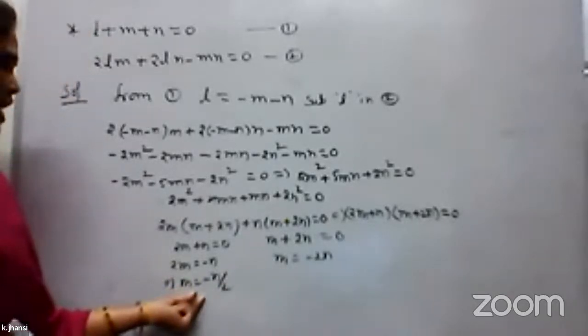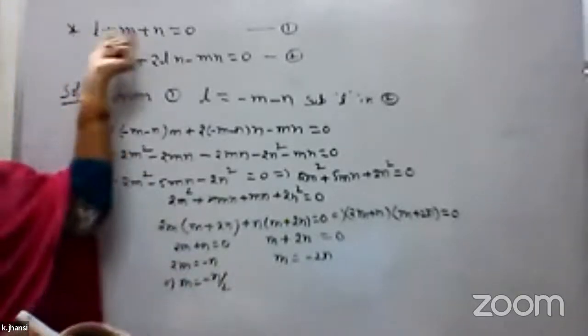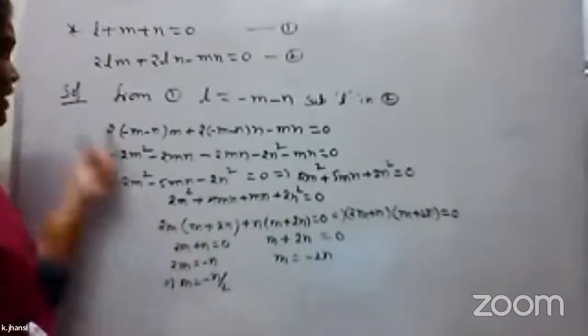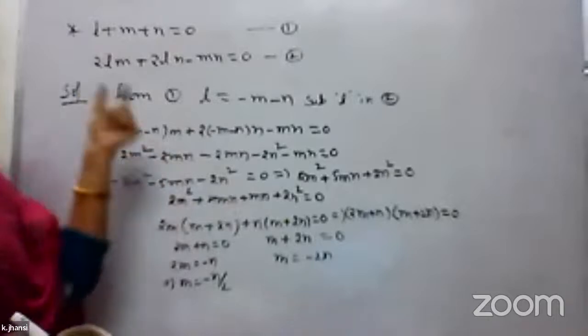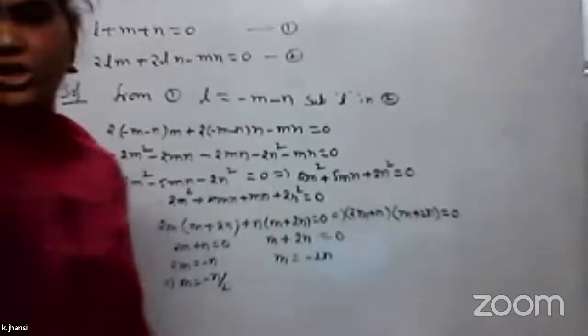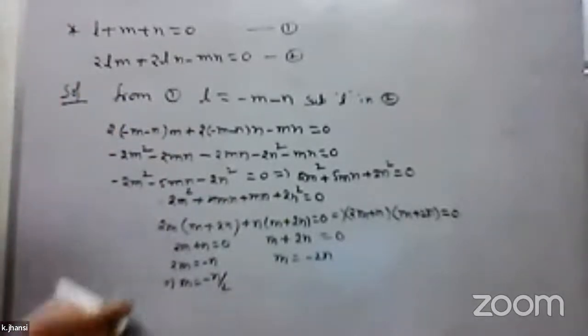So whatever the m value is there, minus n by 2, you put in the equation 1. Then you will get one relation of L, m and n. Those L, m and n are our direction cosines.